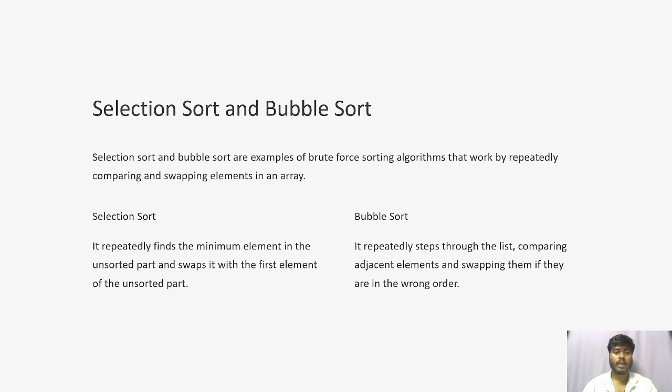Next, moving on to some examples of brute force. Selection sort and bubble sort are the examples which work by repeatedly comparing and swapping elements in an array. Selection sort repeatedly finds the minimum element in the unsorted part and swaps it with the first element of the unsorted part. Bubble sort repeatedly steps through the list, comparing adjacent elements and swapping them if they are in the wrong order.